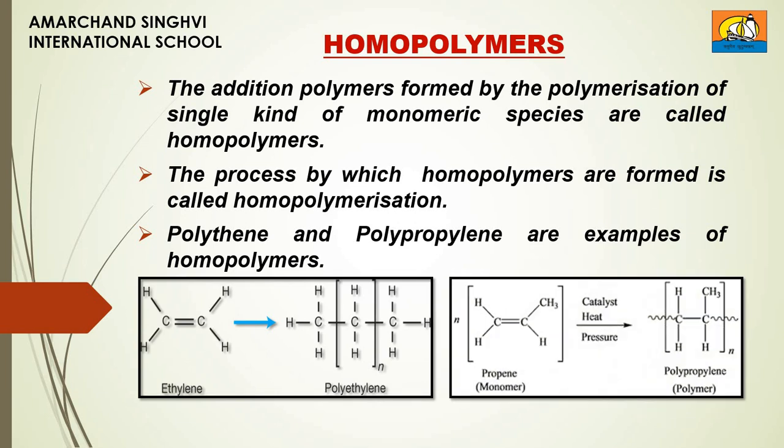Look at the two structures here. Ethylene produces polyethylene, which is also known as polythene, and propene undergoes polymerization to form polypropylene.